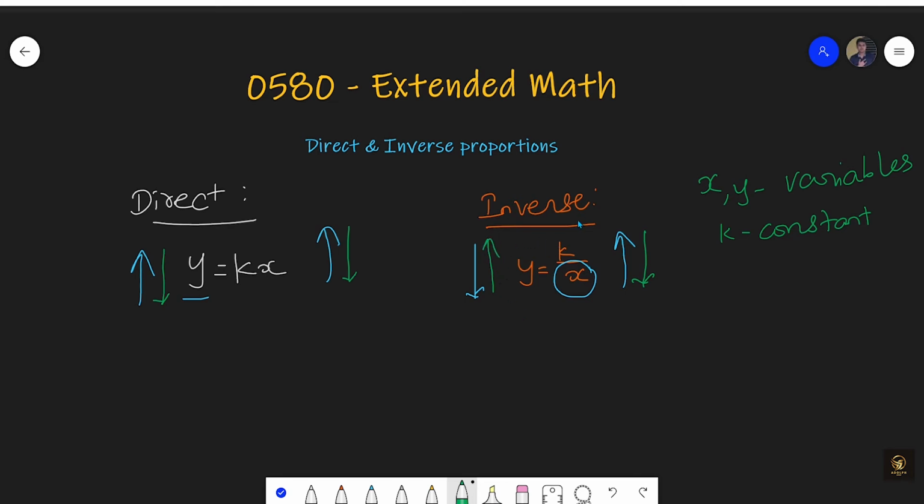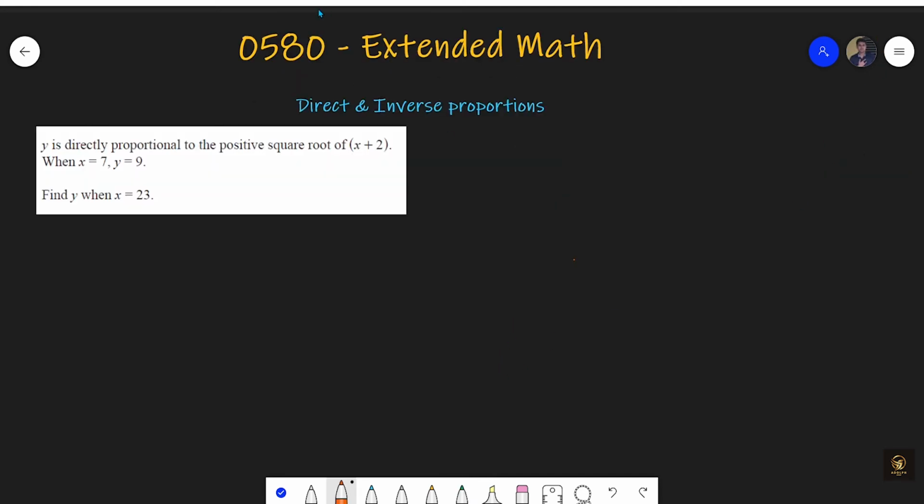So inverse variation is nothing but if one of the inputs is increased, then automatically the other one will go down. The reason is that x is in the denominator, y equals k by x, so you can clearly understand that whenever x increases, y will decrease. If x decreases, then y will increase. So that's inverse variation. We will see past paper questions now. Let's start with the question here.